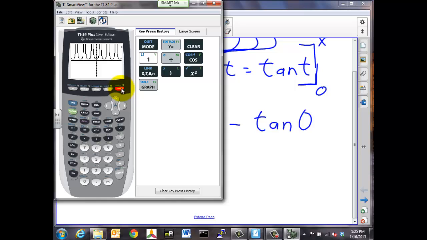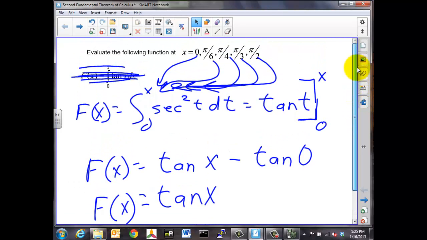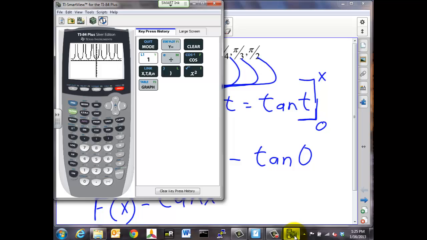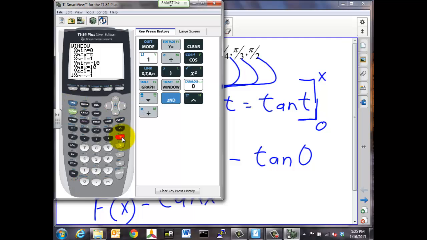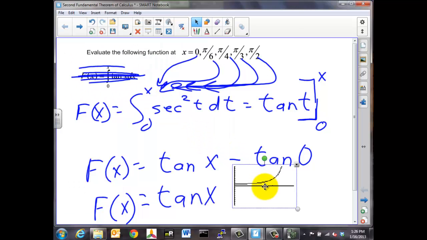All right, it's not real pretty, is it? Where are we talking about? We're only talking about from 0 to pi over 2. So let's change our window on here. We're going to make our window from x is 0 until x is pi divided by 2. And then we'll graph it. Okay, so this is what our graph would look like.